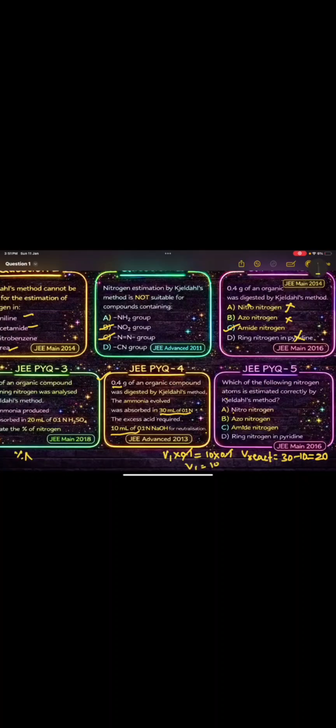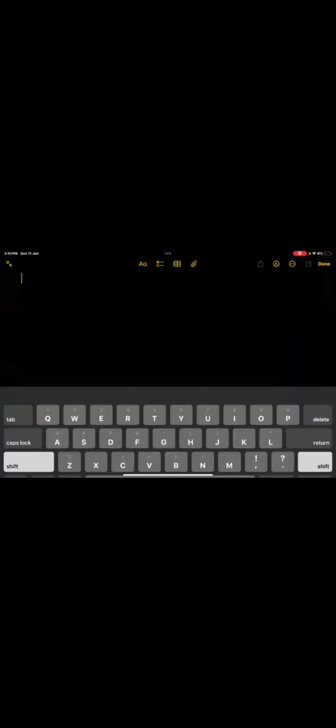So percentage of nitrogen equals 20 into 0.1 into 1.4 by 0.4. Which equals 2 into 1.4, that is 2.8 by 0.4, which equals 7%. That is the answer. Hope it is clear. The last one is just the same question as above. In the same way you can solve even NEET questions. Those are the same model. Thank you.